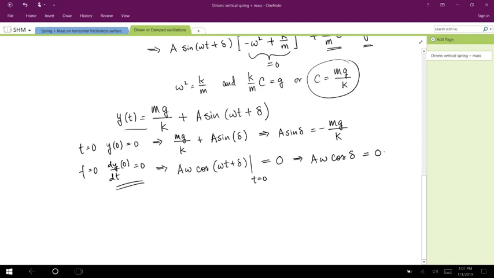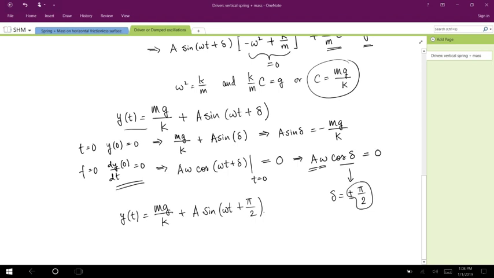How is this possible? Well, A can't be 0. Omega is the frequency of oscillation, which is definitely not 0. Cosine delta must then be 0. So if cosine delta is 0, we know that delta has to be plus or minus pi over 2, 3 pi over 2, etc. We're just going to stick to the plus pi over 2 value. So delta equals pi over 2. Plugging this in, we find finally that y of t is equal to mg over k plus A sine omega t plus pi over 2.